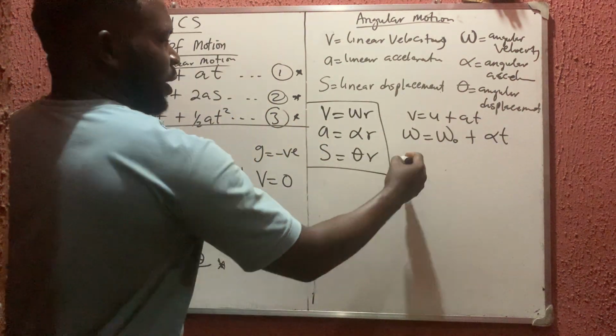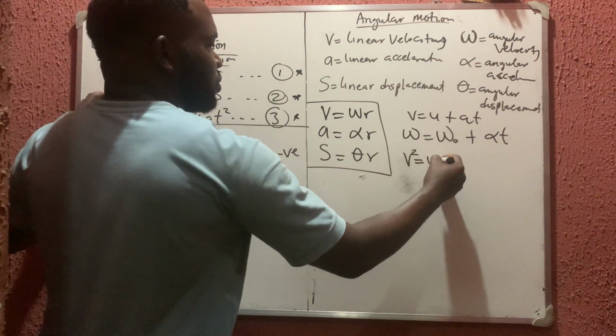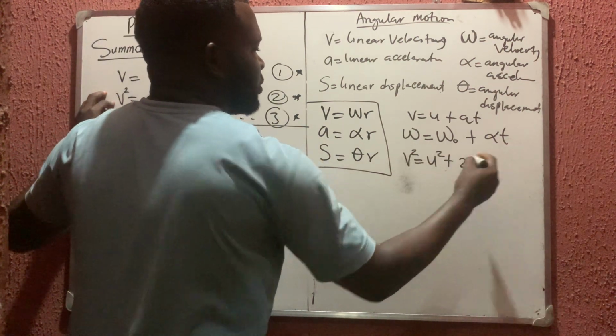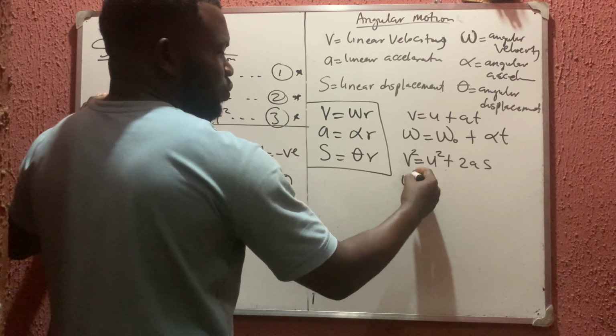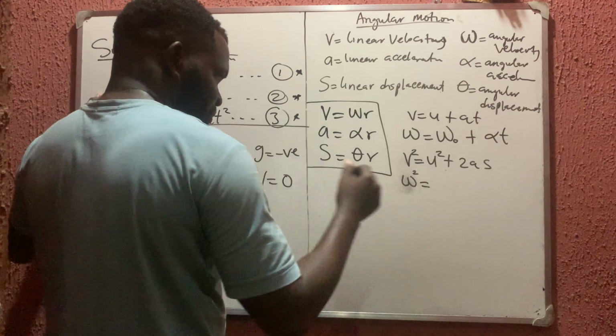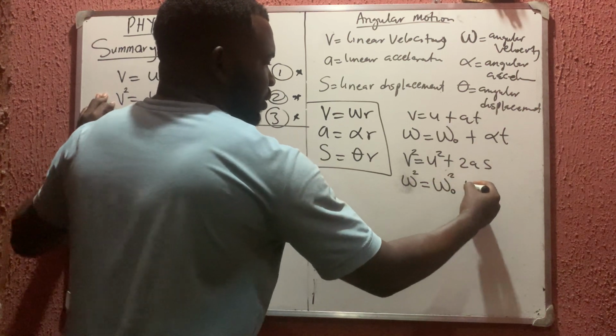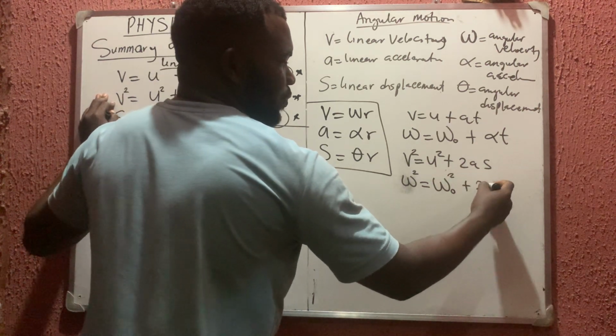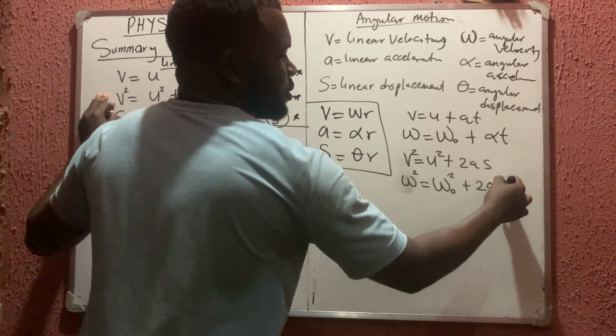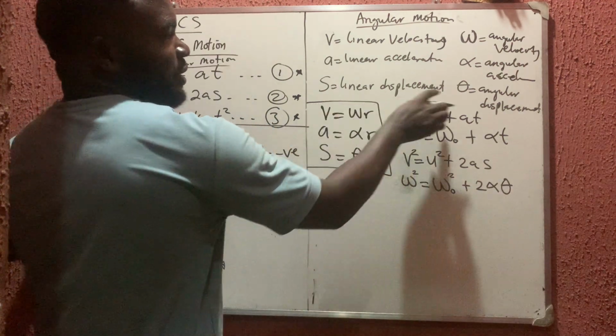We go to the second one. v squared is equal to u squared plus 2as. So we call it omega squared is equal to initial angular velocity squared plus 2 alpha theta, because theta is representing the displacement.